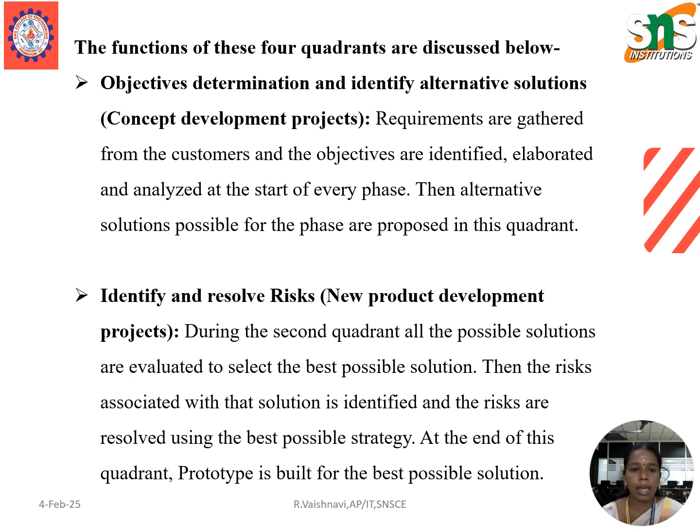Second one will be identify and resolve risk. Here, new product development projects. During the second quadrant, all the possible solutions are evaluated to select the best possible solution. Then the risk associated with that solution is identified and the risks are resolved using the best possible strategy. At the end of the second quadrant, the prototype is built for the best possible solution.